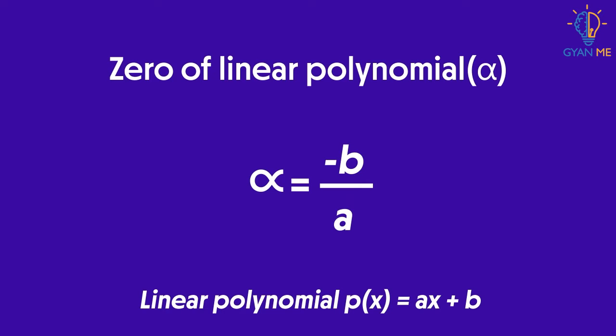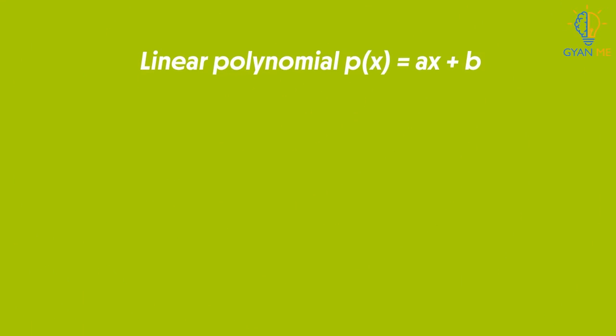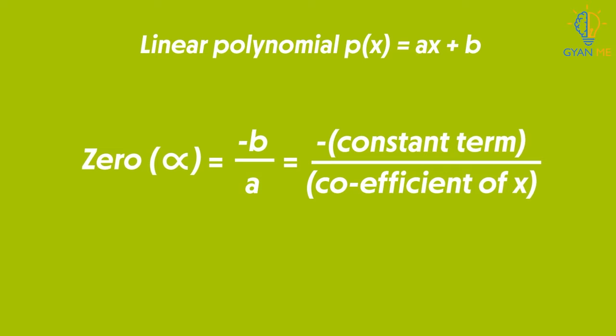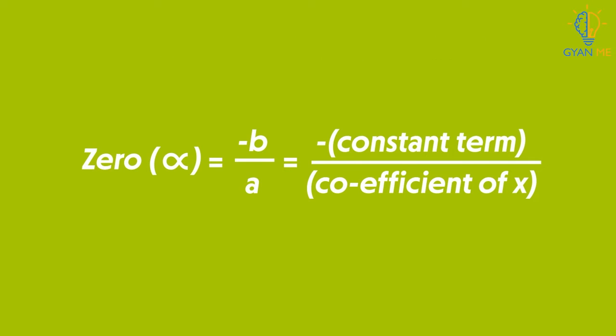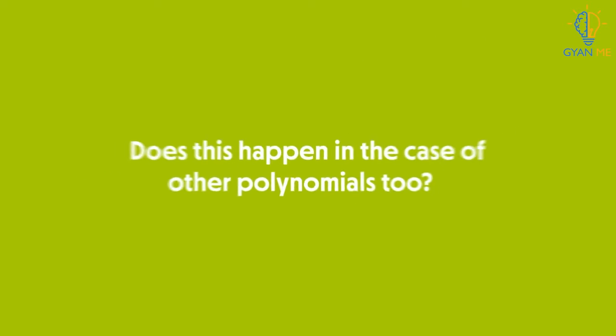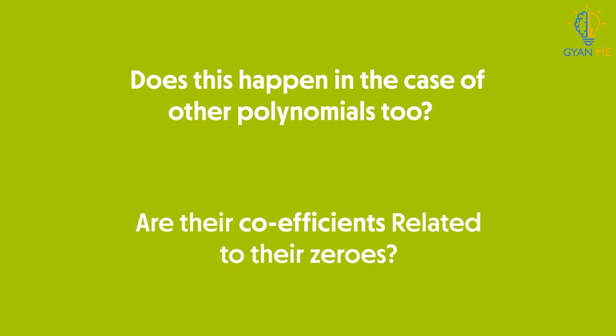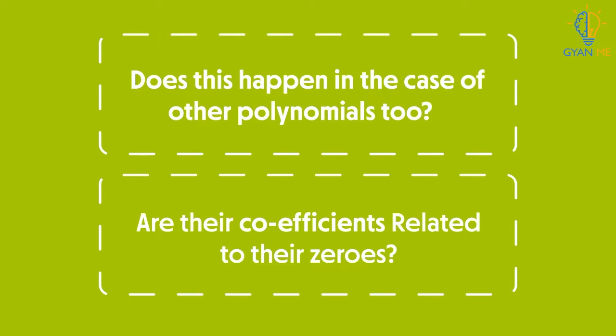To understand this clearly, let us put it like this. The zero, or alpha, is equal to minus b upon a, which is equal to minus constant term upon coefficient of x. We can clearly see that the zero of a linear polynomial is related to its coefficients. Now, does this happen in the case of other polynomials too? Are their coefficients related to their zeros? In this video, we will try to answer these questions.